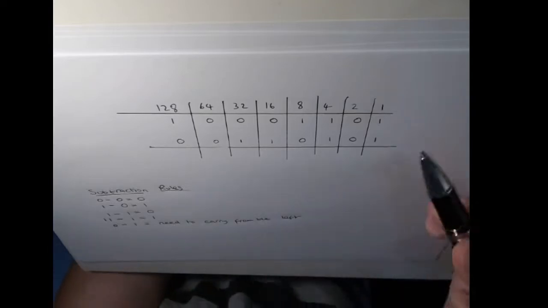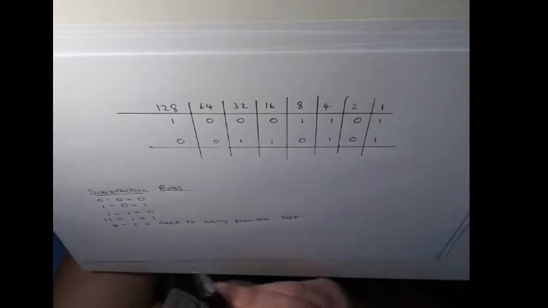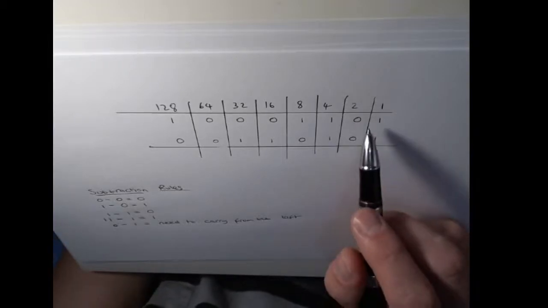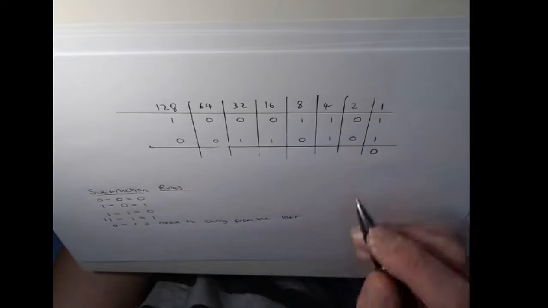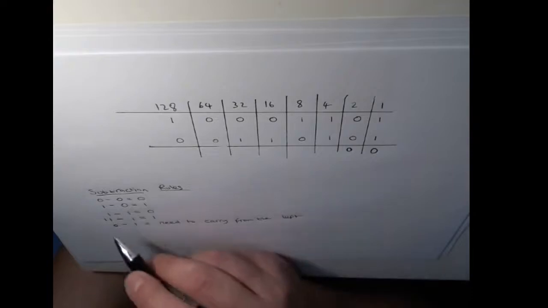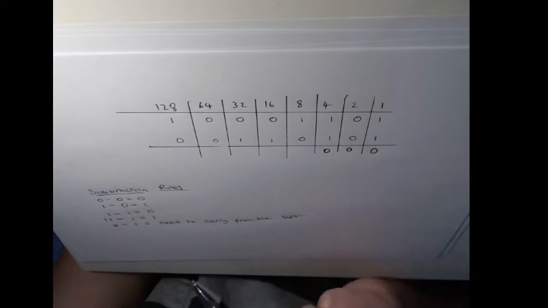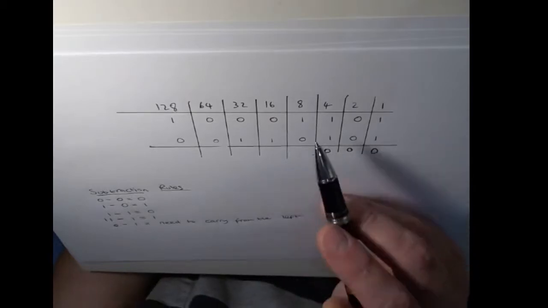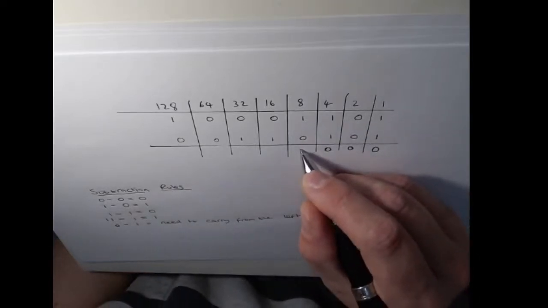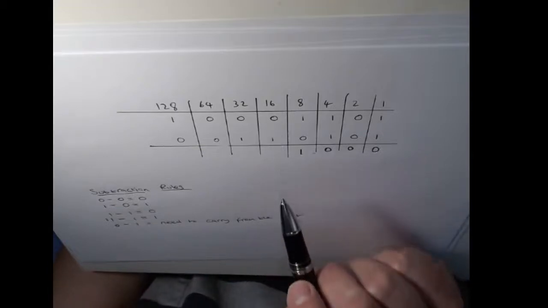So to start off with, we've got 1 subtract 1. So if we go here, 1 subtract 1 is 0. Then we've got 0 subtract 0, so 0 subtract 0 is 0. We've got 1 subtract 1, so again 1 subtract 1 is 0. We've then got 1 minus 0, so if we go up to our rules, 1 minus 0 is 1. Okay, we've then got 0 minus 1.